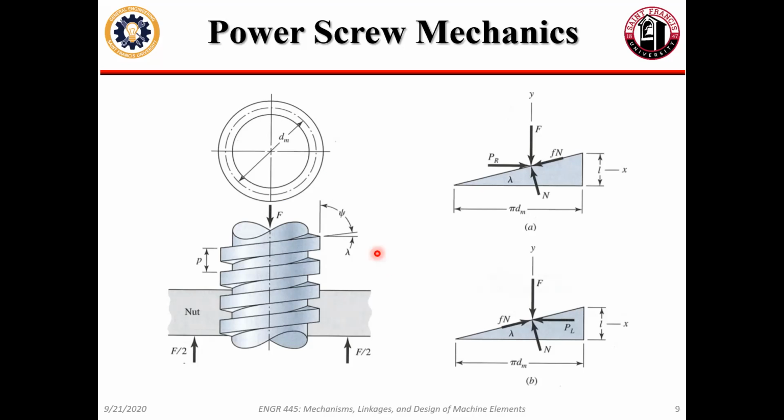Cool. All right, and that lead angle lambda is the inclination of this thread. If I know the major diameter and I know how many inches per thread, I can figure out what that lead angle is. As you might imagine, well, we'll get there in a minute. Okay, cool. So we got all that.